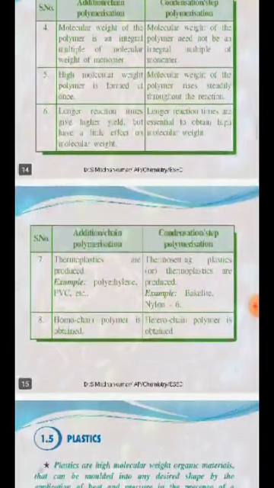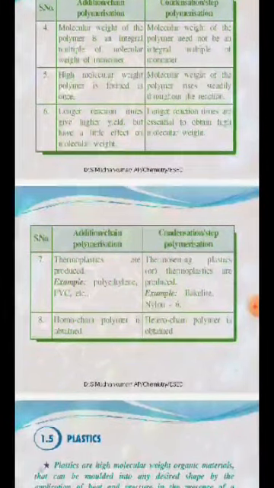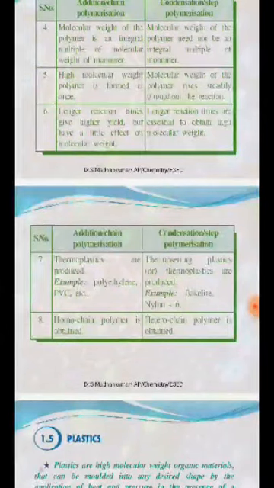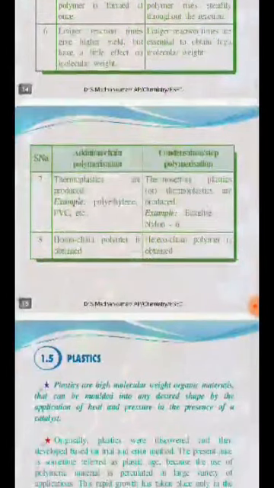Seventh one: thermoplastics are produced in addition polymerization. Thermosetting plastics are produced in condensation polymerization. Examples of addition polymers are polyethylene and polyvinyl chloride. Examples of condensation polymers are bakelite and nylon 6. In addition polymerization, homochain polymers are obtained. Condensation polymerization gives heterochain polymers. Next one, let us go to plastics.